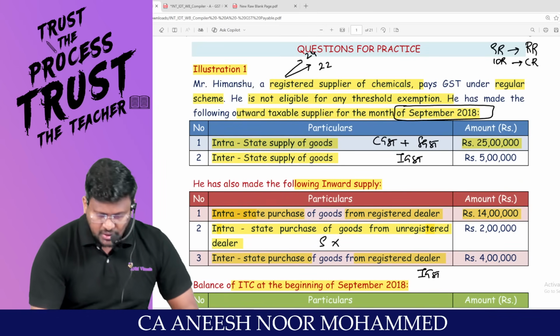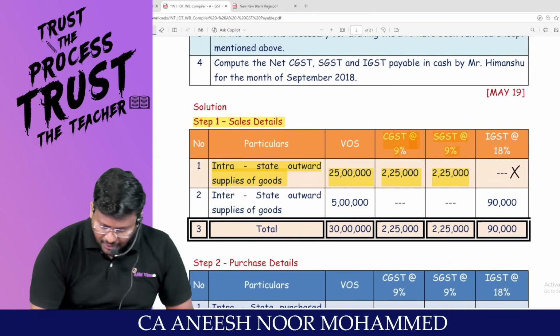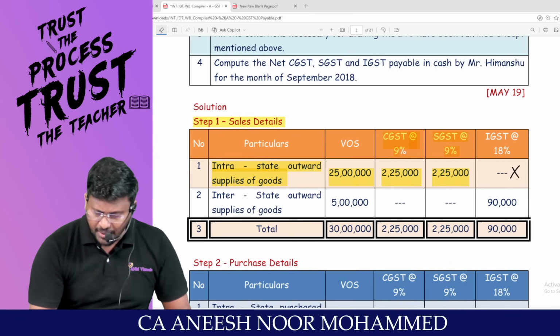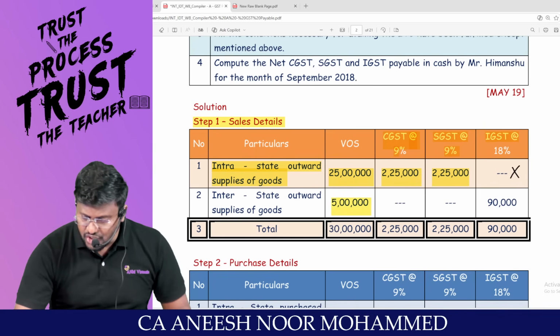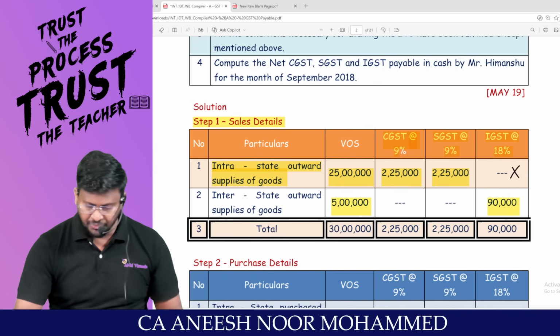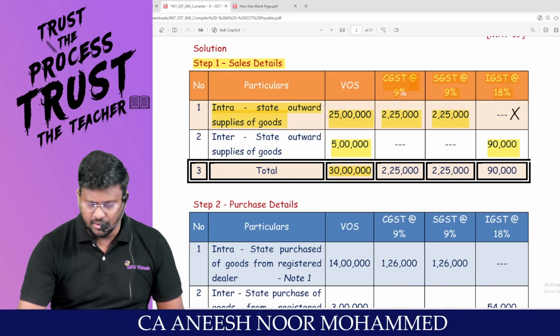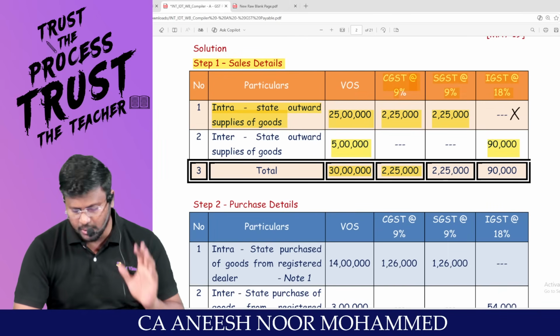Interstate supply of goods. If we make interstate outward supply on the value of supply of 5 lakh, we are supposed to collect what? IGST at the rate of how much percent? IGST at the rate of 18% comes to 90,000. So tell me what is the total value of supply? 30 lakh. On that 30 lakh, we have collected CGST of 2,25,000.